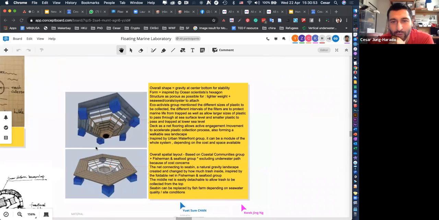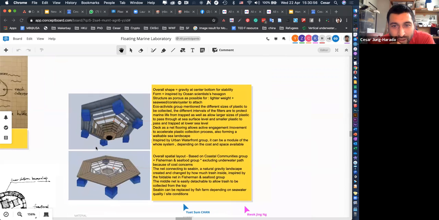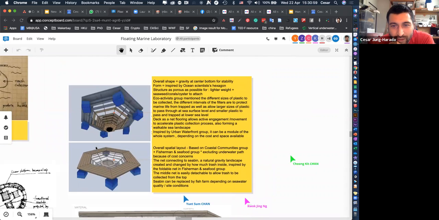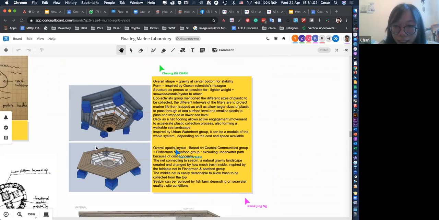Then you have the machine from the future. So who made that hexagon? That's me. I'm trying to combine everyone's design. The overall shape follows the fishermen and seafood group and also the coastal communities group, because it's basically a deck surrounding the center, and in the center it can be either a sea bean or fish farming.